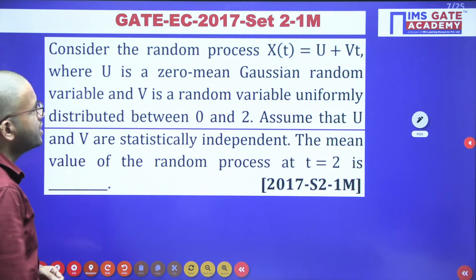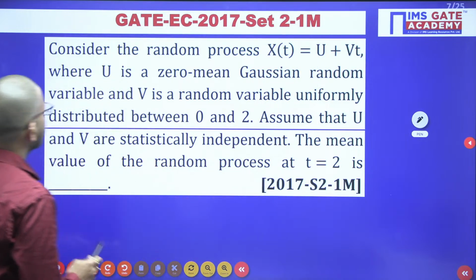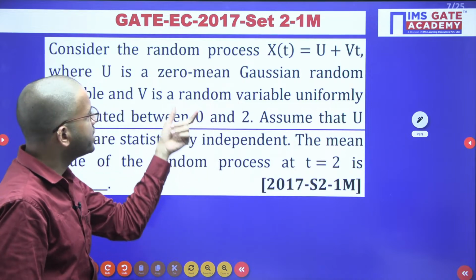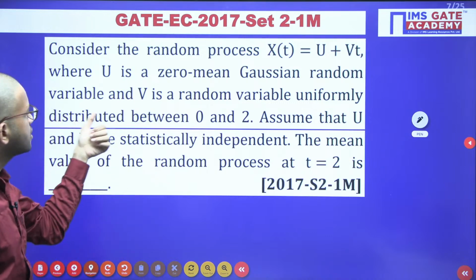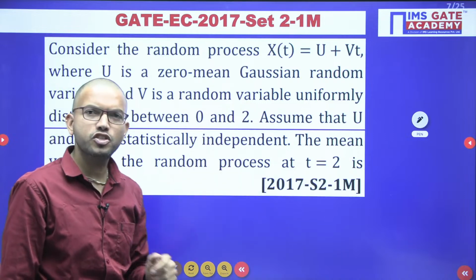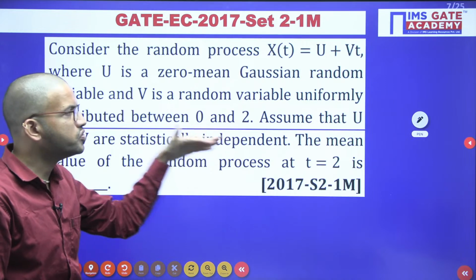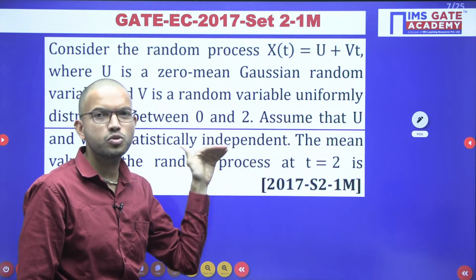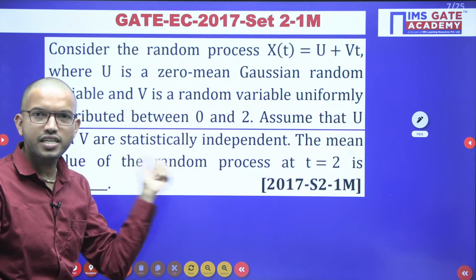So here they have given the random process X of t as U plus Vt, where U is a zero mean Gaussian random variable, which is having the mean value 0. Regarding V, they have mentioned it is also a random variable, but it is uniformly distributed in the interval 0 to 2. In the interval 0 to 2, its value is constant. That is the reason they have mentioned it as a uniformly distributed random variable. Assume that U and V are statistically independent.